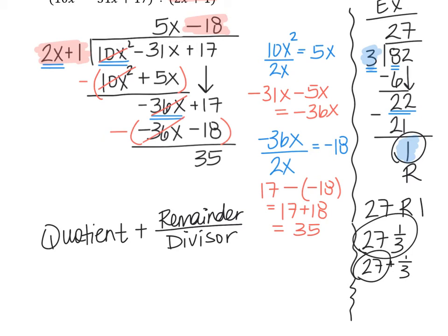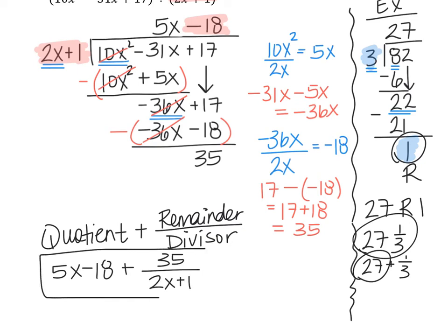We're going to do the exact same thing here. So my quotient is 5x minus 18 plus my remainder, in this case, which was 35, divided by the divisor, which was 2x plus 1. So the appropriate format for my answer here is 5x minus 18 plus 35 divided by 2x plus 1.